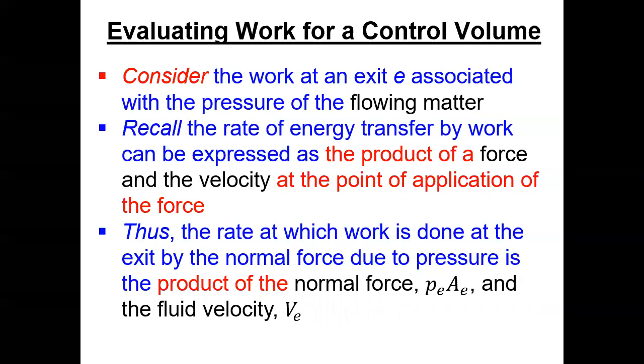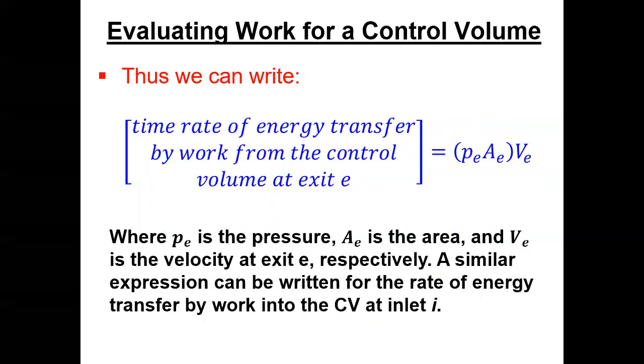Thus, the rate at which work is done at the exit by the normal force due to pressure is the product of the normal force, and pressure times area is force. Pounds per square inch times square inches is pounds, so that's just a force, and the fluid velocity. So that's going to be our flow work term. Thus, we can write the time rate of energy transfer by work from the control volume at the exit as the pressure times the area, which is force, times velocity.